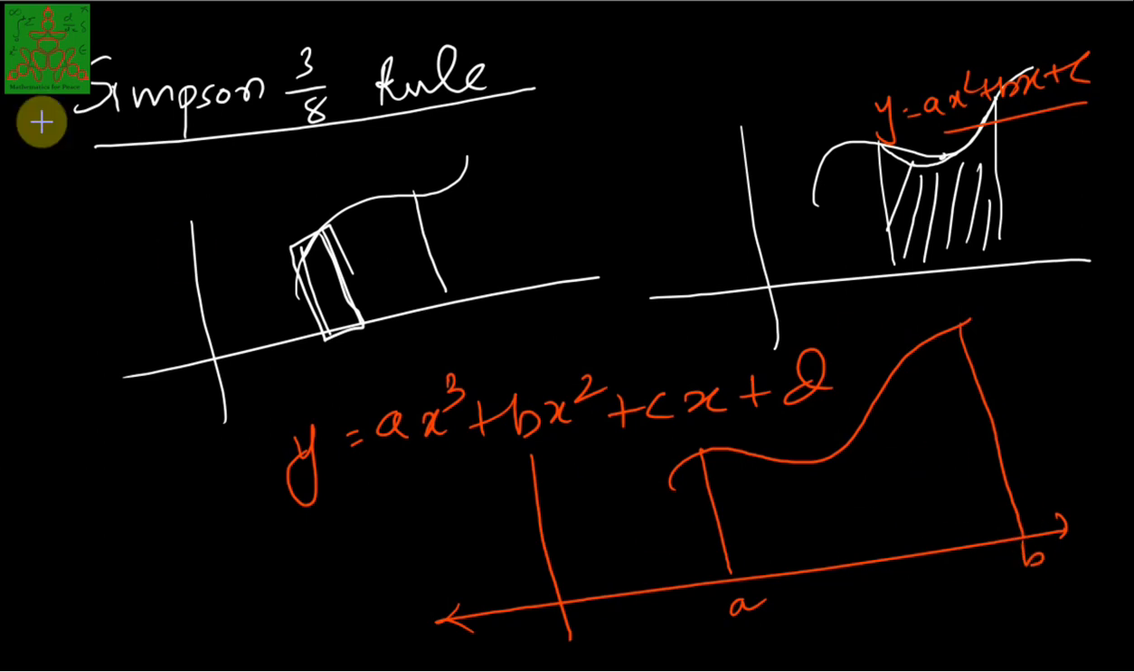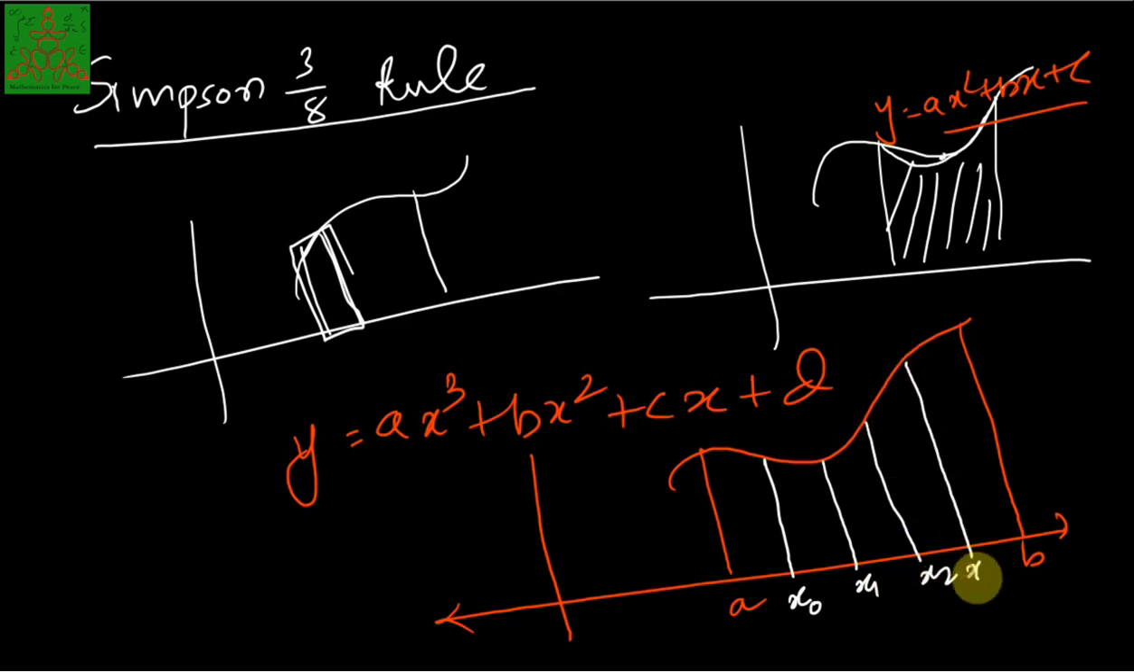So instead of taking these points, let's say x0 is here, x1 is here, x2 is here, and x3 is here. Suppose I have 4 points. We have to find one curve which is passing through these 4 points and which satisfies this equation: ax cubed plus bx squared plus cx plus d.